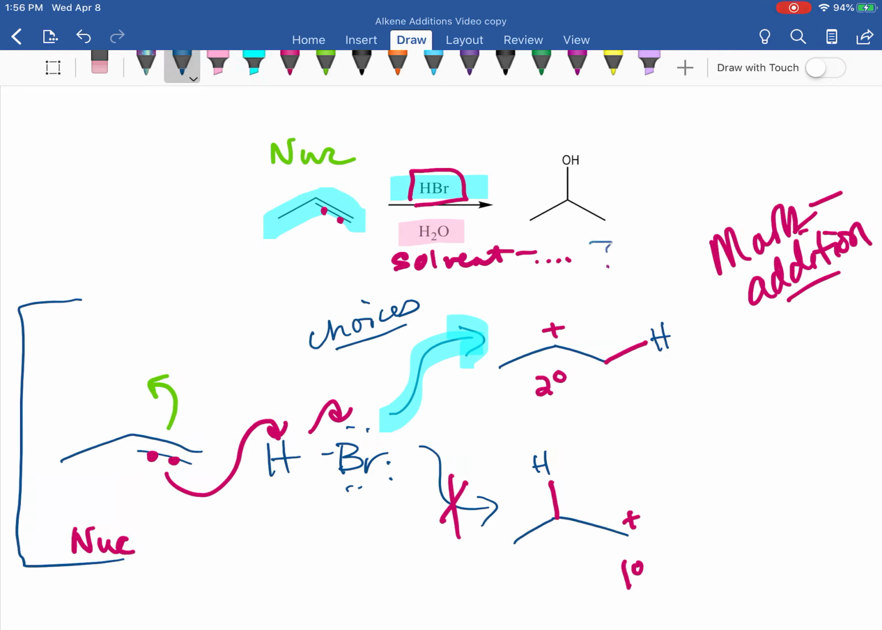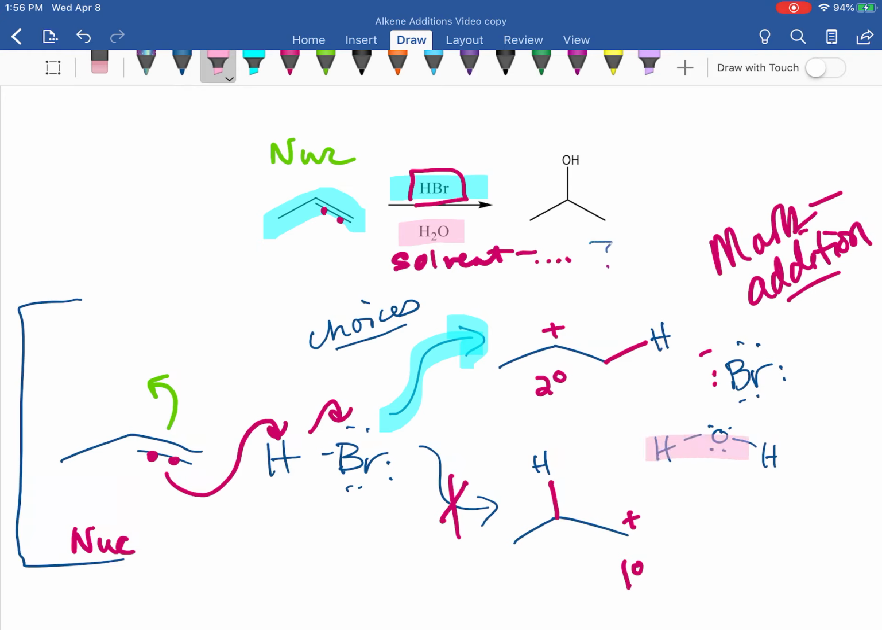Okay, so now here's where change happens. Let's pause for a minute. What is floating around in solution? What can fill in that space? Well, like we saw in the last video, we've got some leaving group. We've got Br minus. What is the one thing that changes in this reaction? What is your solvent?